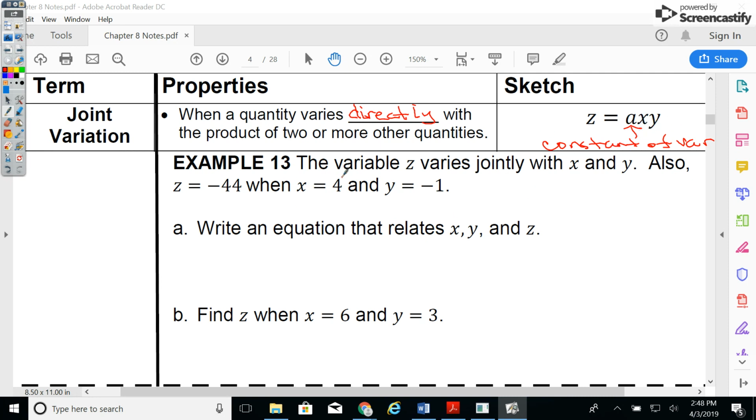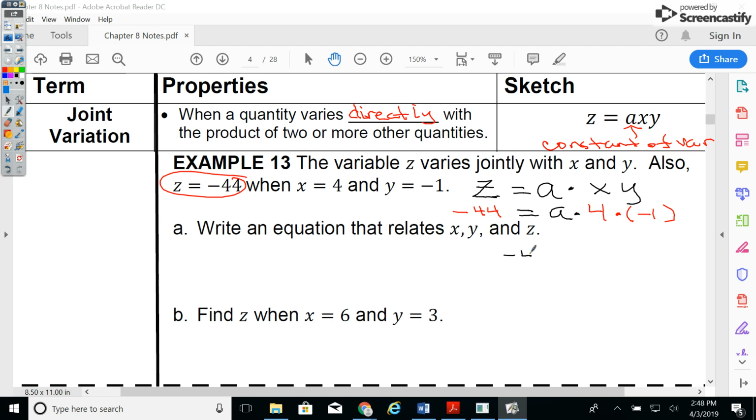So we need to figure out both of those, or we're going to be given both of those values to use to find A. So right here, it says the variable Z varies jointly with X and Y. So I'm going to start off by writing Z equals some number, which I don't know what it is, so I'm going to call it A, times XY. So the first thing I need to do is find A. In order for me to make an equation, I need to find A. So I'm going to use these values to solve for A. When Z is negative 44, X was 4, and Y is negative 1. So in order for me to find A, I multiply these two together first, and then I'm going to divide it to the other side.